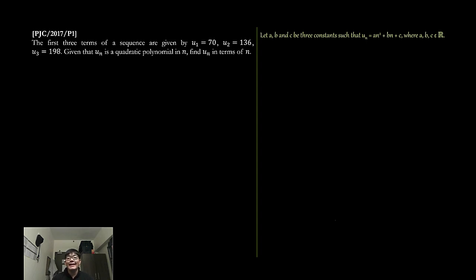So I say let a, b, c be three different constants such that un equals an squared plus bn plus c, where a, b, c are real values. Now, using the sequence that was given to me, I can form, when n equals 1, a plus b plus c equals 17.